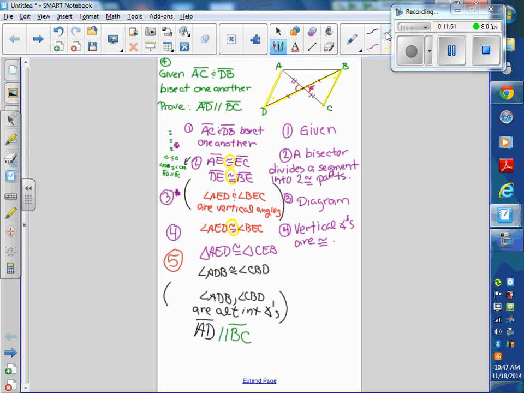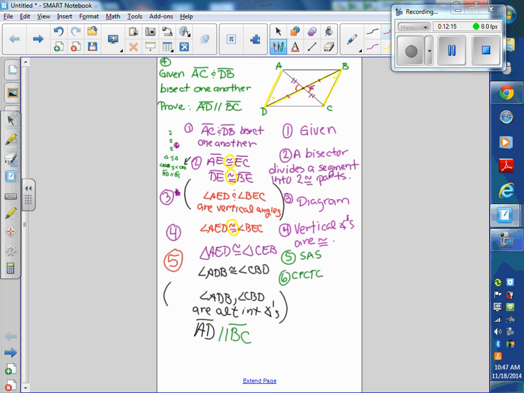So step 5 is by side angle side. Step 6 is the corresponding parts of congruent triangles are congruent. Tomorrow's part of the test, I'm going to ask you to write those out, word for word. So you should be able to state the side angle side conjecture.